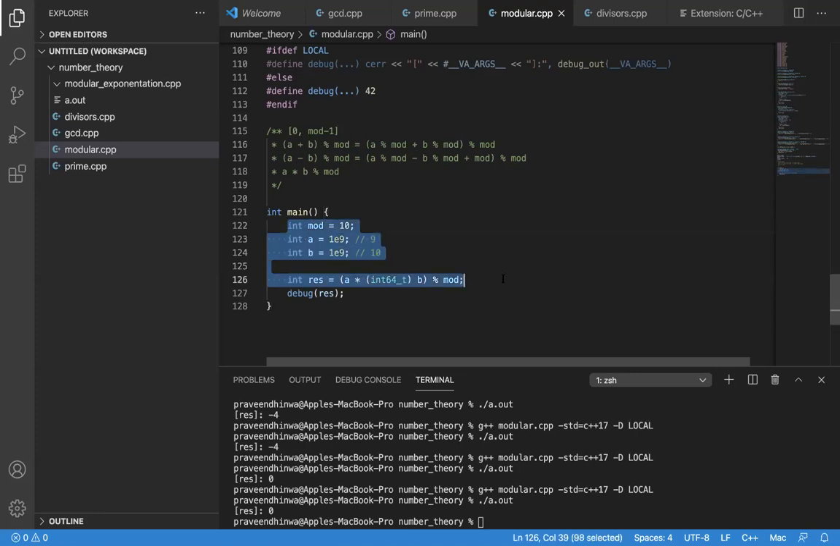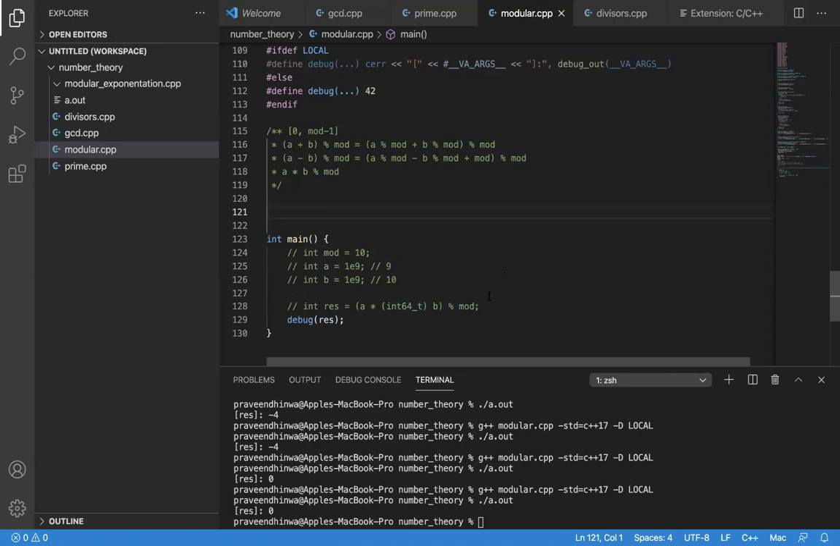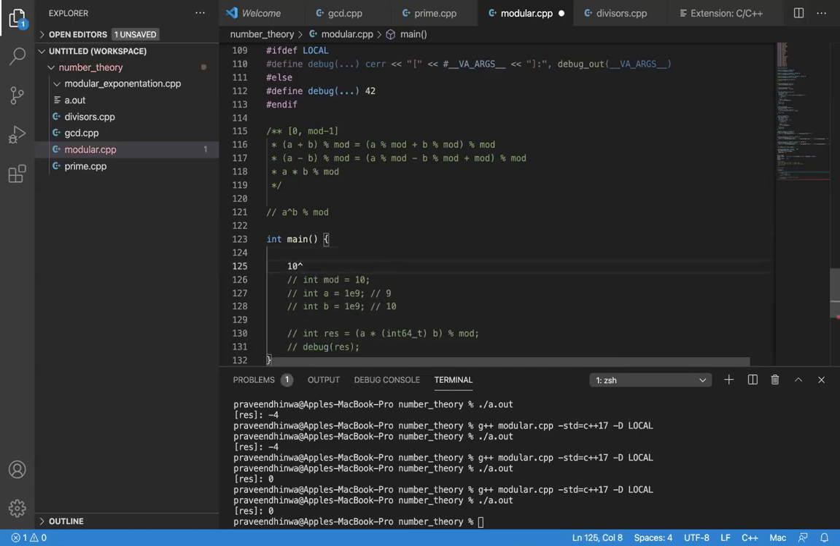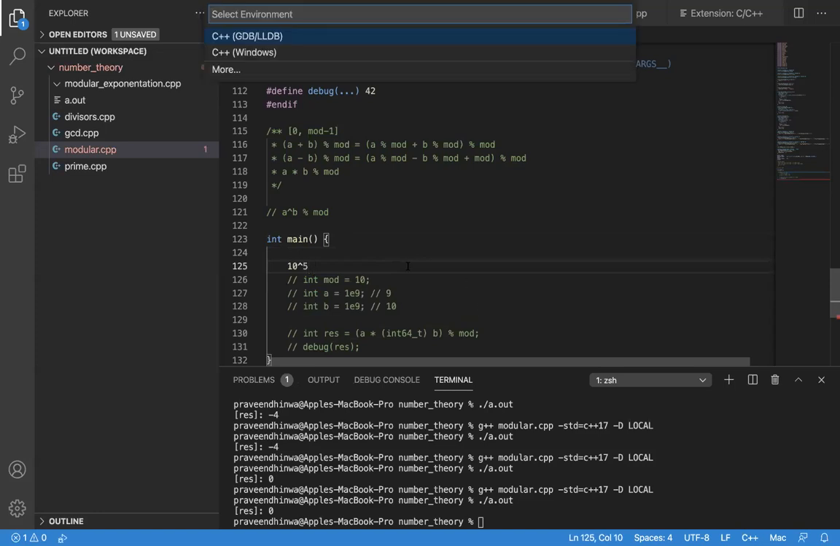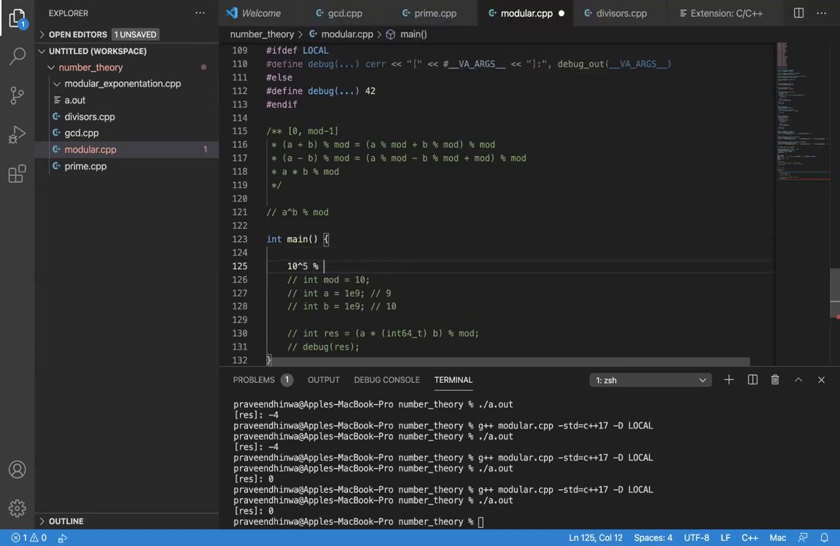So now we will go to modular exponentiation. Suppose someone asks you, find out a power b percent mod. For example, find out 10 power 5 percent, let's say, 123. So how do you find such things quickly? What is the simplest algorithm?